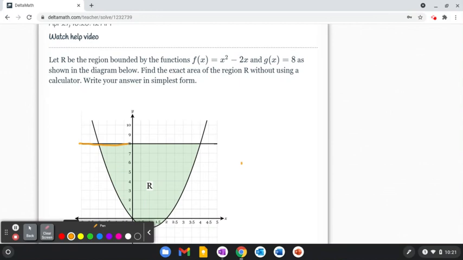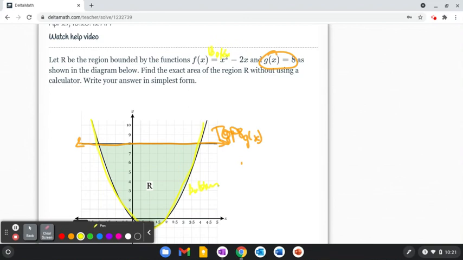Our top function here is actually just this line. This line is a constant. It's a constant y equals 8, essentially what it is, or g of x equals 8, right? So that is our top, our g of x. Okay, our bottom the whole time, the underneath here, is our f of x, right? It's top minus our bottom. So it's going to be g of x minus f of x.